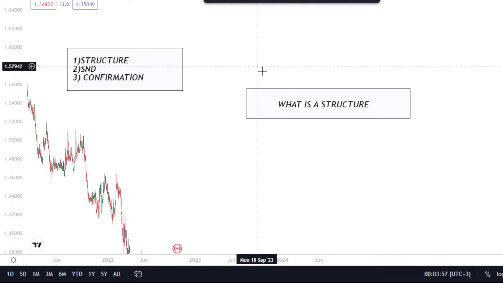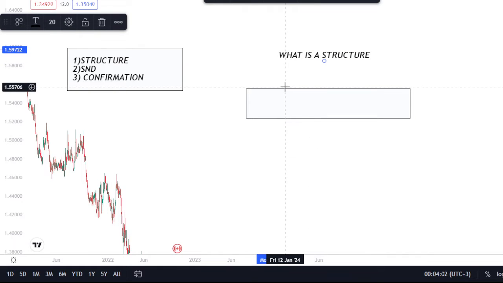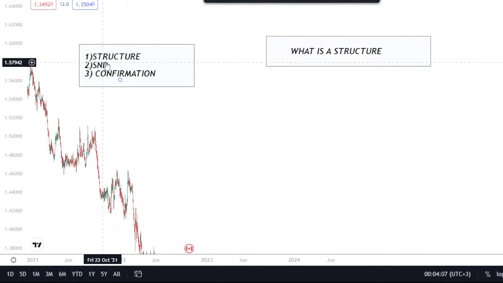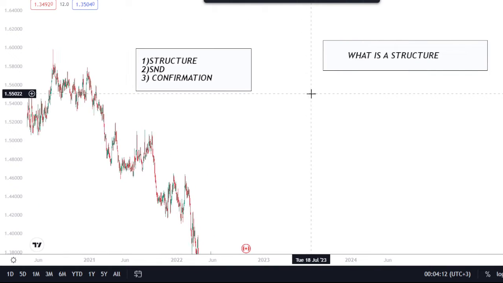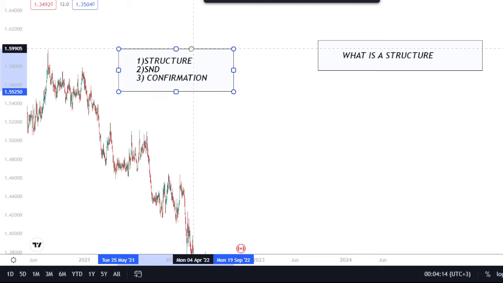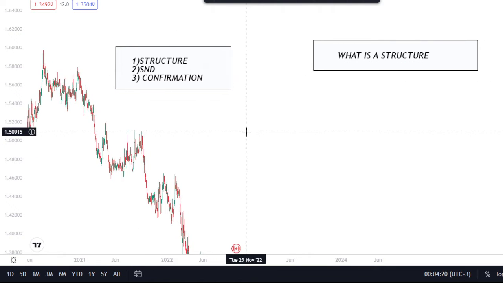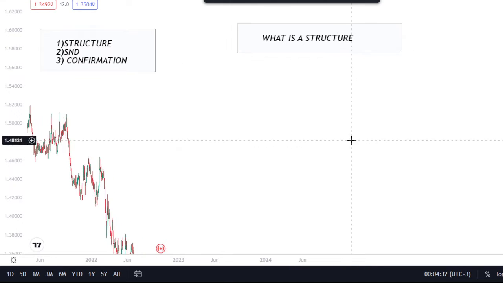On this video, we are going to be talking about structure. What is structure? As you all know, in the previous videos we were talking about structure, SND, and confirmation. This is the way I trade, or how some smart money traders do. With this strategy, you'll be able to understand the market to its deepest end, giving yourself room to not use indicators or the moving average. By only knowing this, you'll be able to do all those things.